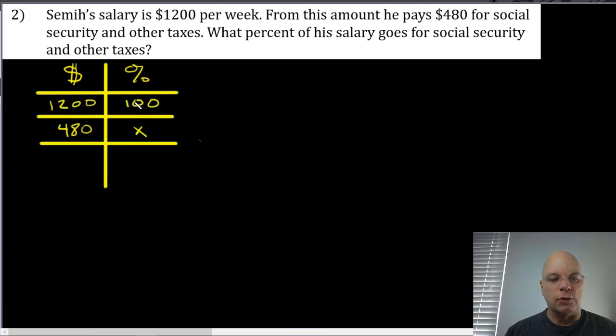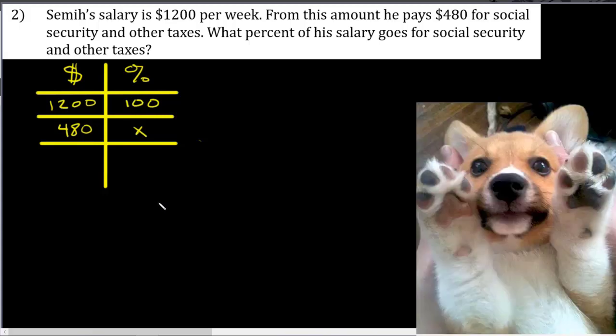1200 over 480 equals 100 over x. And then you can just solve using cross products, or maybe there's a scale factor. Try to use one of those methods or a method of your own during the pause, and then come back and see how you did.